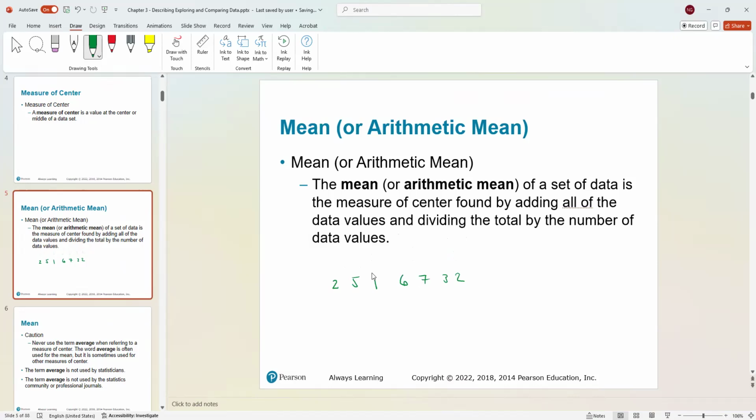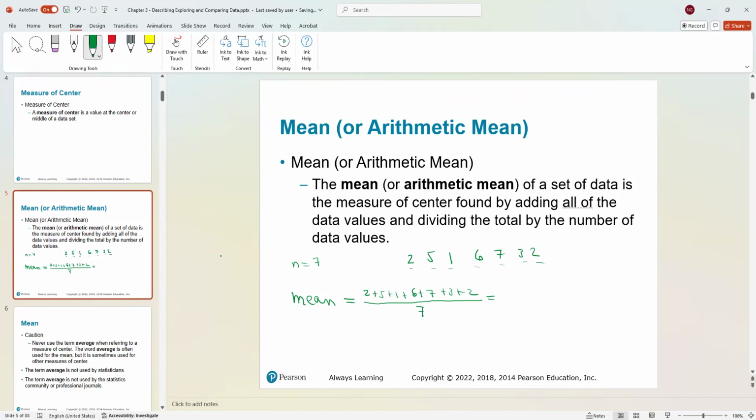If you have a data set like this one and they ask you to find the mean, the first thing to do is to add them all. The mean is like the average. You need to add all the data you have up here, then you divide by the number of data. 1, 2, 3, 4, 5, 6, 7. So here you see n is 7. The number of data is 7.